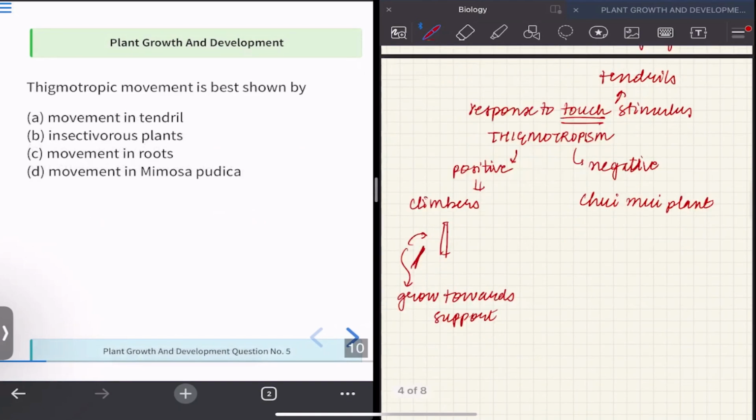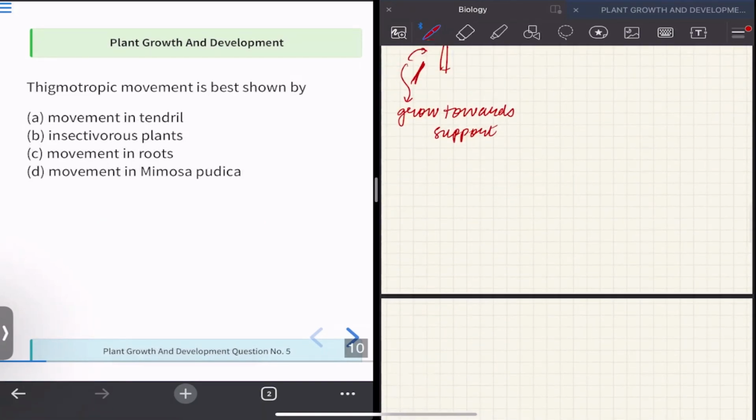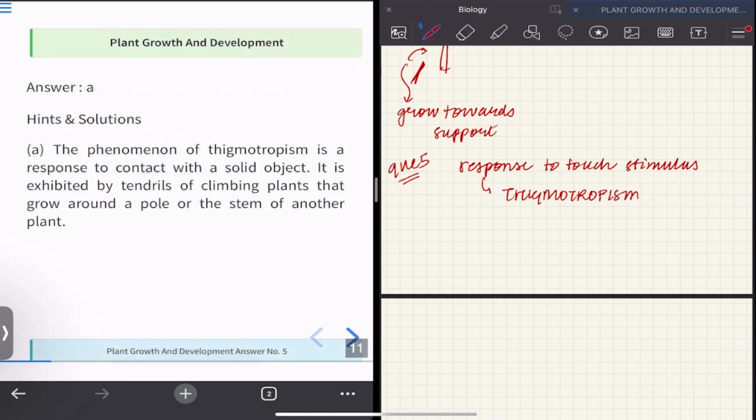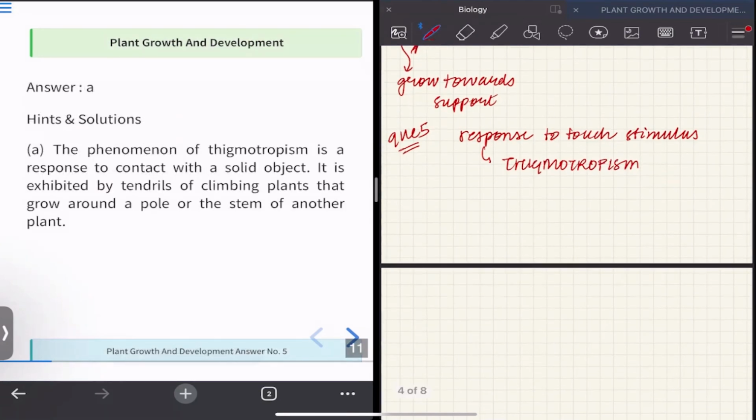So thigmotropic movement, again the same question. Question number 5. Thigmotropic movement is what? It is the response to touch stimulus. And it is the definition for thigmotropism. And it is best shown by what? It is best shown by movement in tendril. So movement in either tendril or stem of climbers. Right?